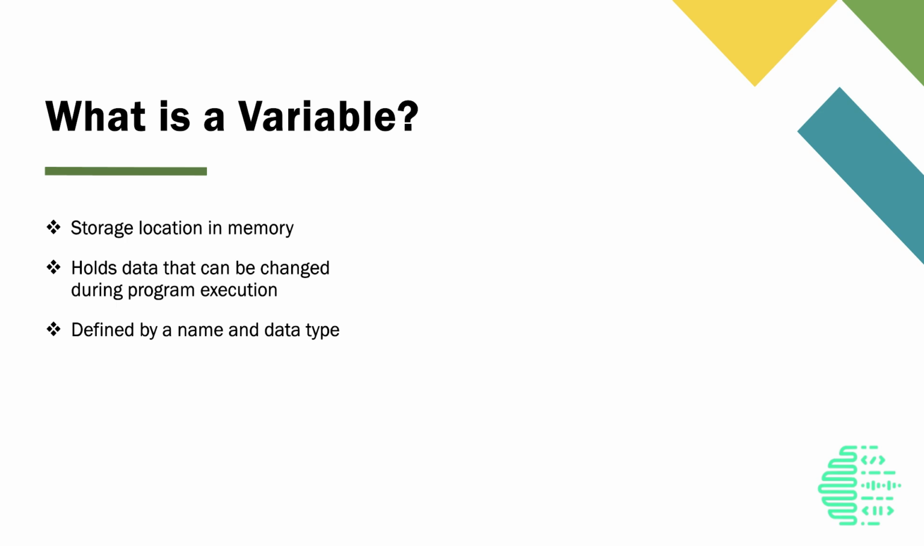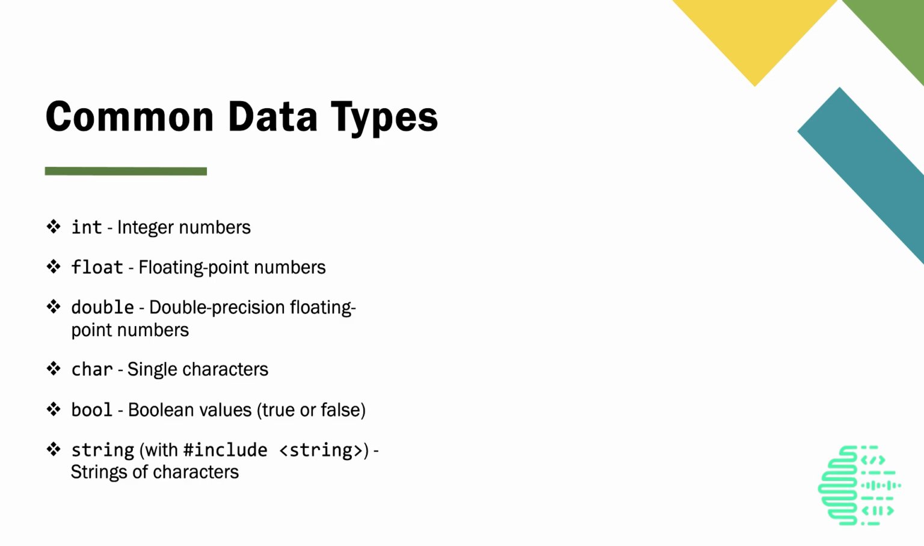In programming, a variable is a storage location in memory with a name and a data type. It can hold data that can be changed during program execution. Think of it like a container that stores different types of information. C++ supports several fundamental data types. Here are some of the most commonly used ones.